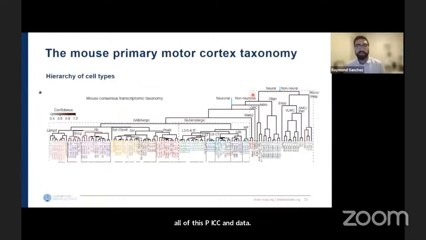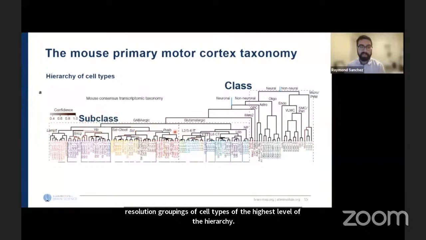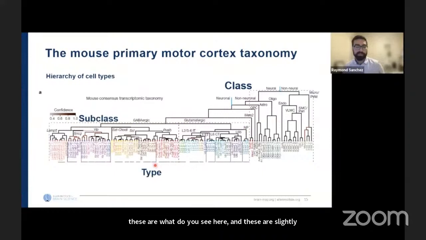So Jeremy showed this image before, and this is the hierarchy of cell types in the mouse primary motor cortex. And you can imagine that if you aren't used to looking at images like this, this can be difficult to navigate. So I'll briefly explain what's going on here, as this is the basis for navigating the Cell Types Explorer. At the highest level of the taxonomy, we have what we call classes of cell types. So these are very low resolution groupings of cell types at the highest level of the hierarchy. In the middle, we have subclasses of cell types. So these are what you see here. And these are slightly finer resolutions of cell types. And then at the highest resolution, we have cell types here at the bottom.